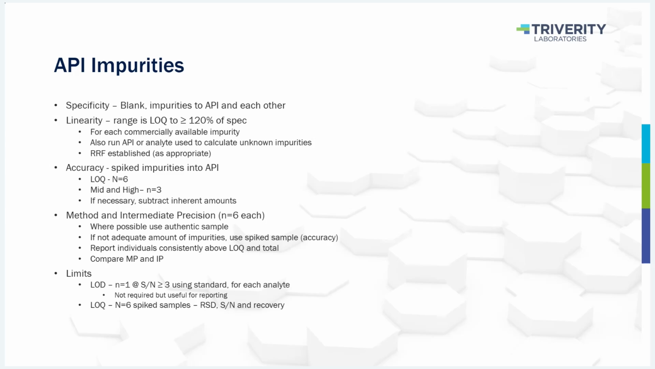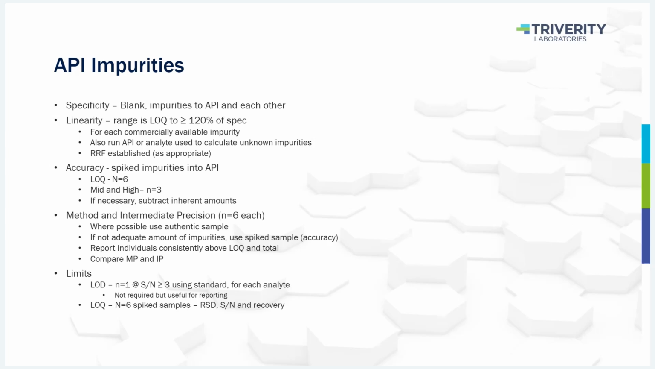And the relative response factor, if you're not analyzing against the analyte itself, the impurity itself, you're analyzing against the API, there might be differences in responses. So we need to establish what the relative response factor is between the two of them.